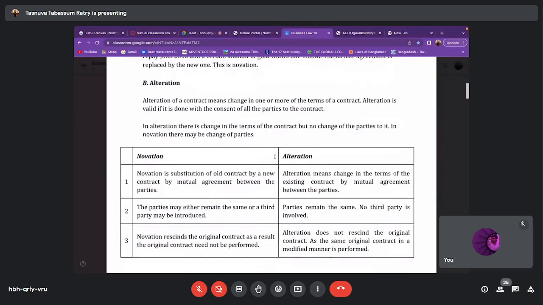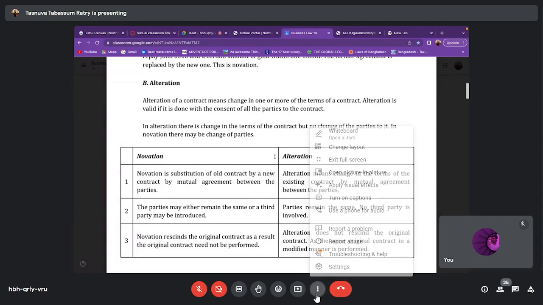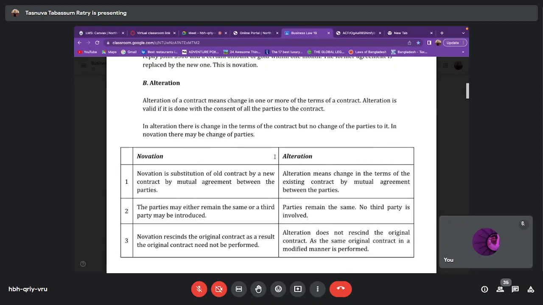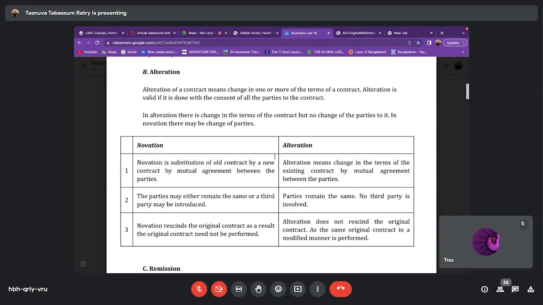The second method is alteration. Whenever we change the terms and conditions of a contract and the parties have consented to it, where some term is being altered, edited, changed, and the parties mutually agree to change those terms and conditions, we call that a new contract has been substituted due to alteration. So let's see the difference between novation and alteration since they're very similar. Alteration is whenever the terms and conditions of a contract have been changed by mutual agreement.